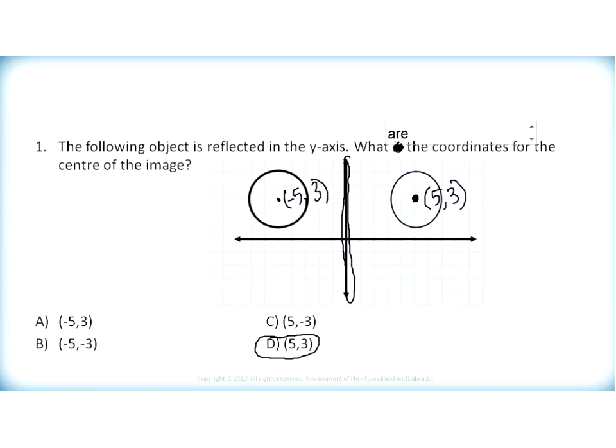The other options I have: -5, 3 would have been the point that I started with, right here. -5, -3, that would have been down here. And 5, -3, oh, of course, that would have been a reflection in the x-axis. And +5, -3 is right here. So that would have been a reflection in x and a reflection in y. So that would have been 2 reflections to get me where option C gives me. So I'm only reflecting once in the y-axis. So it's going to be 5, 3.